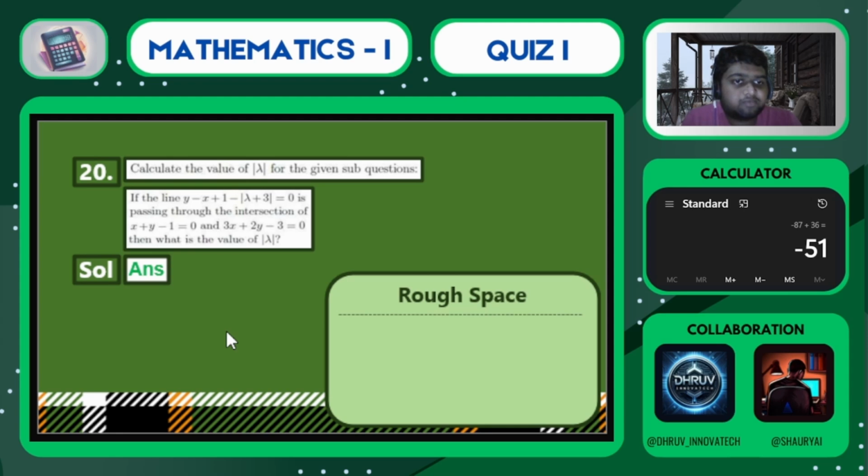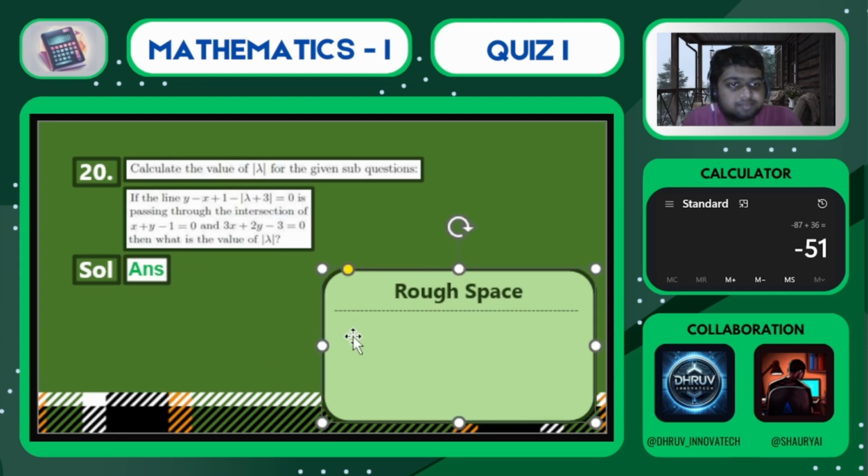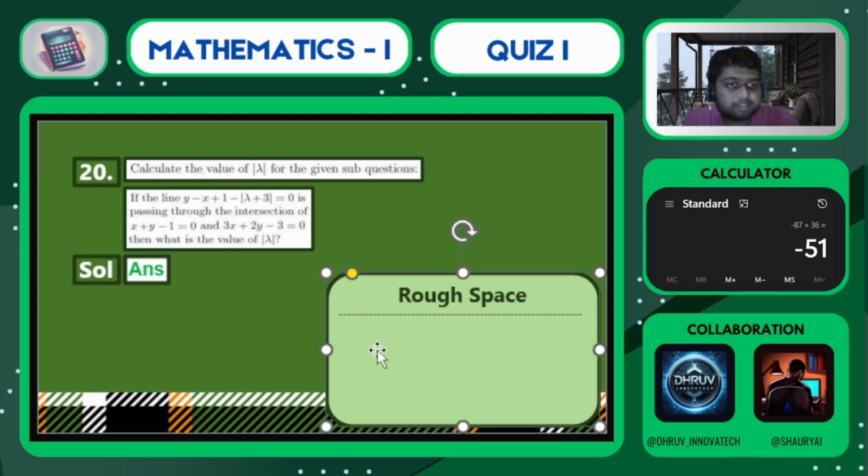Just change the signs of both and then just add them. Let's begin. We'll multiply the first equation by minus 3. So it will become minus 3x minus 3y plus 3, which becomes 0. Second equation is 3x plus 2y minus 3, which equals 0. Now we just add both the equations.